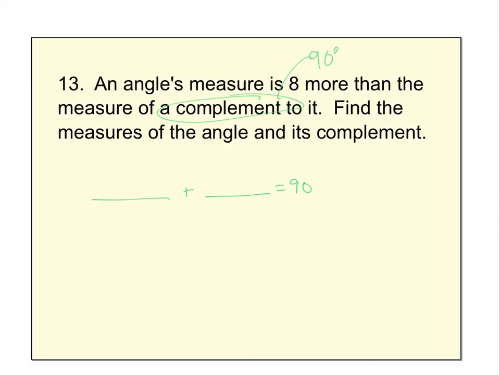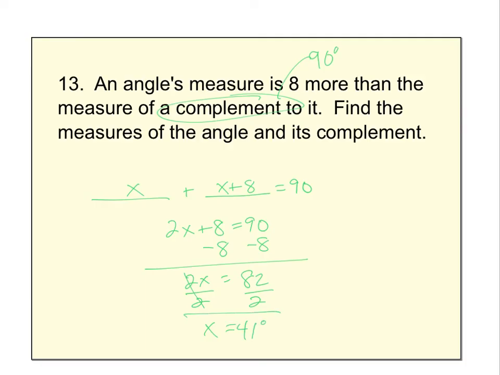I don't know what either angle is. I call the first one X. The second one has to be 8 more than the complement. So I'm going to have X plus 8. That one would be 8 more than the first one. Start simplifying. X plus X is 2X minus your 8. So what is that? 82. Divide by 2, and X equals 41 degrees.